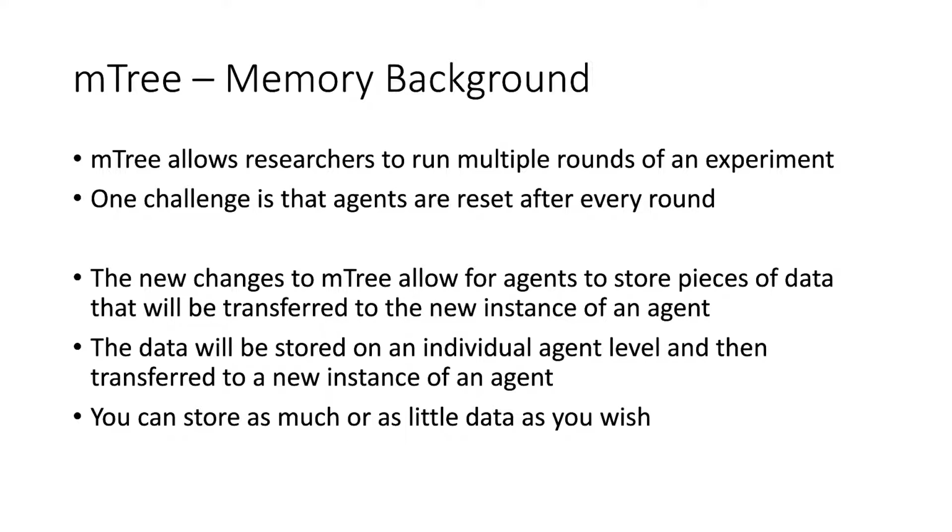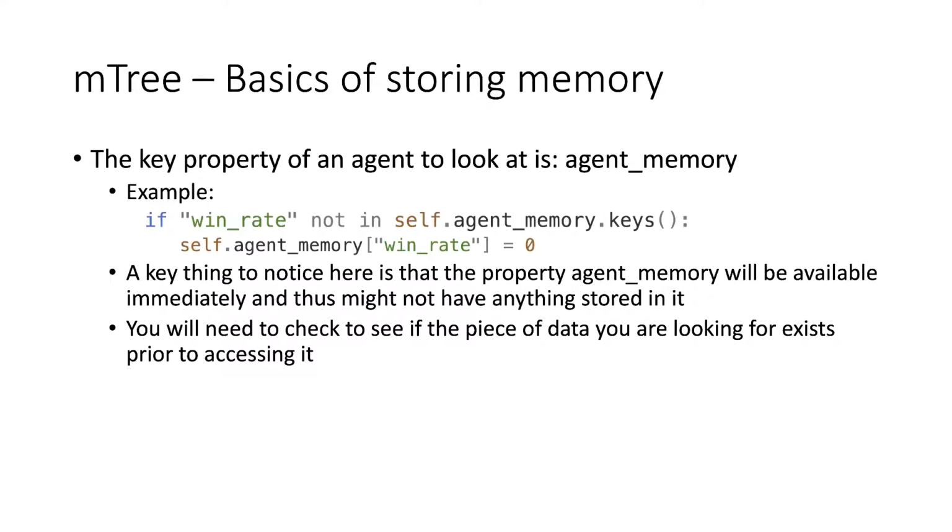The key thing here is you can store as much or as little data as you wish. So for example, you could store a history of items. You could store all of the previous states of memory. It really is up to you. So we're basically giving you a property that, as long as you save data into it, it will travel along with the agent. So what are the basics of storing?